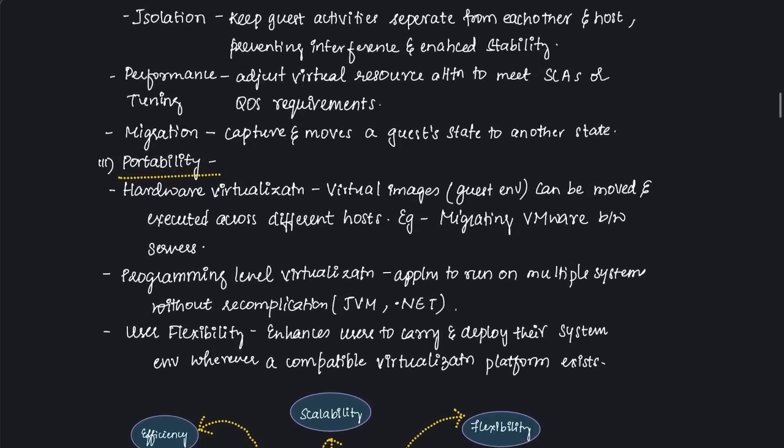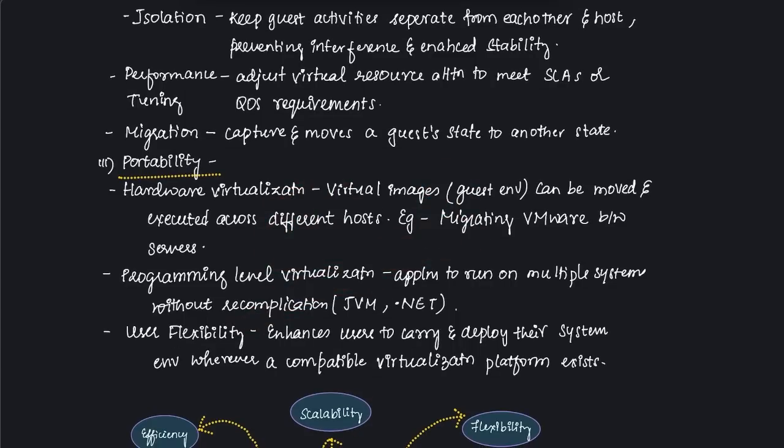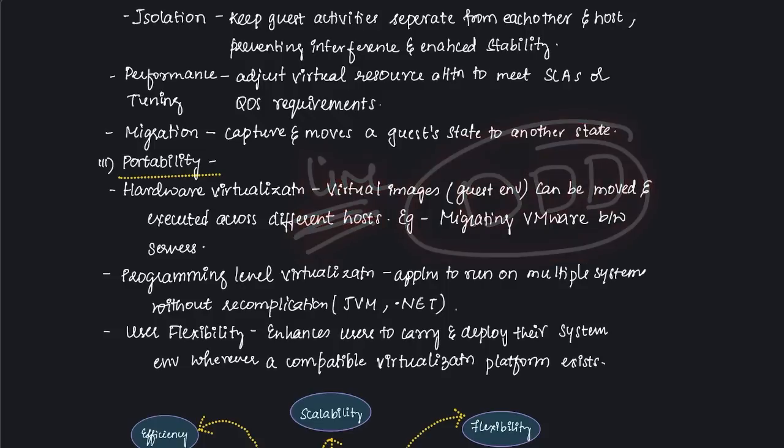So next we have is migration. So in migration, we'll capture and move guest state from one state to another state. For example, the Xen hypervisor, which will enable live migration to optimize the data center workloads. So we'll see how this Xen hypervisor actually works.